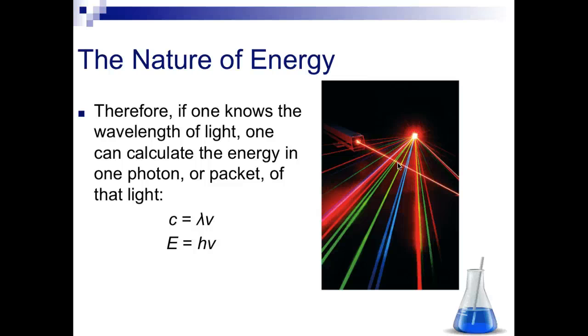So now we have E equals h nu, and we can put them together, where if we know the wavelength of light, we can figure out how much energy it has. So E equals hc over lambda. And this equation at the bottom is a combination of these two. So let's put these equations into practice.